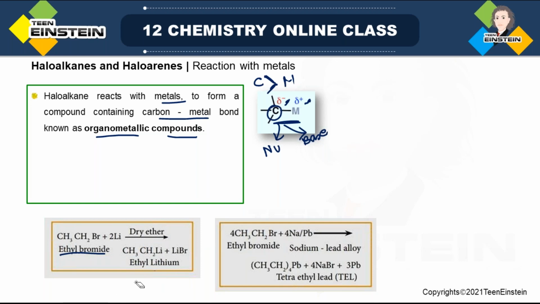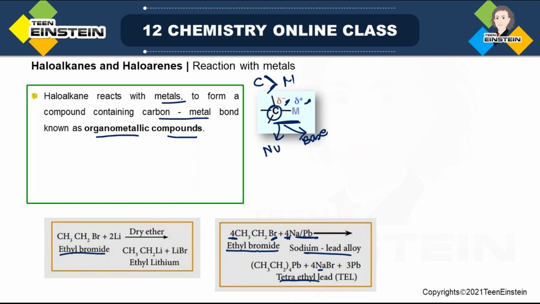Then the next example, we have again taken ethyl bromide, but now we have taken 4 moles of this molecule in presence of sodium and lead. This is actually a sodium-lead alloy, written as Na4Pb. And what will be formed here? Et4Pb, that means tetraethyl lead, is formed. And the Br is now attached to sodium, so NaBr will be produced.